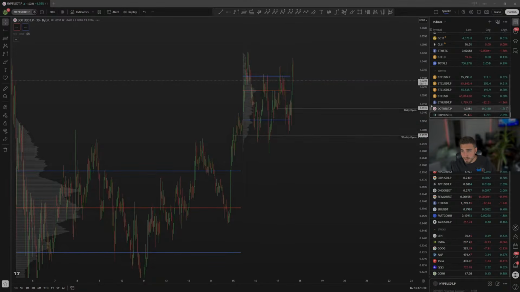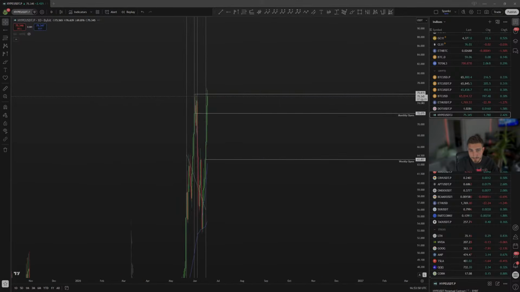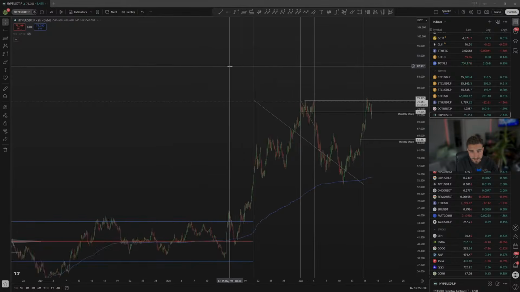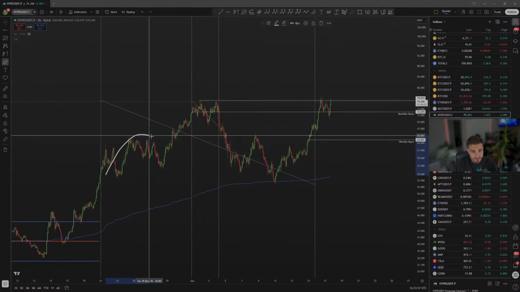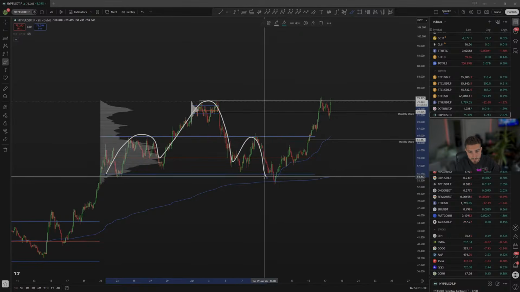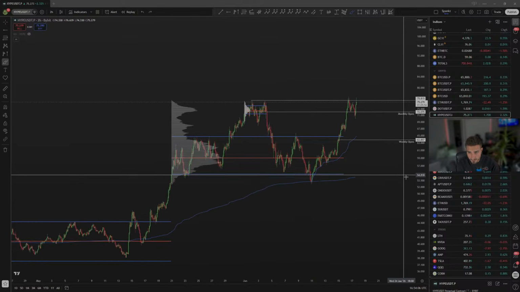So, hype. I always want to cover hype because we covered hype last time too, because everyone's all about the hype, you know. So, hype. Last week we were talking about a head and shoulders on hype, right? Left shoulder, head, right shoulder. And then we would have looked for a continuation down, right? And ultimately that didn't play out.